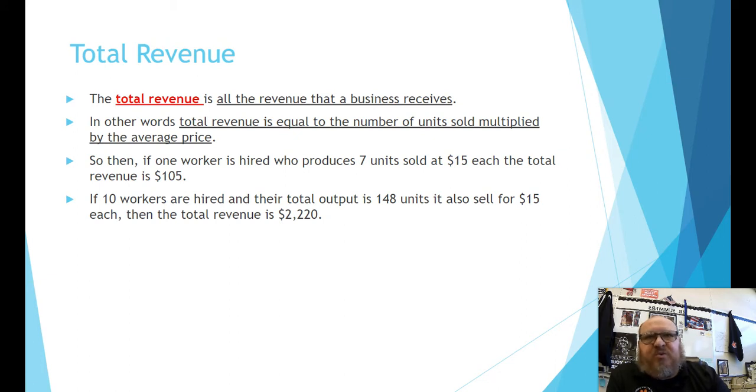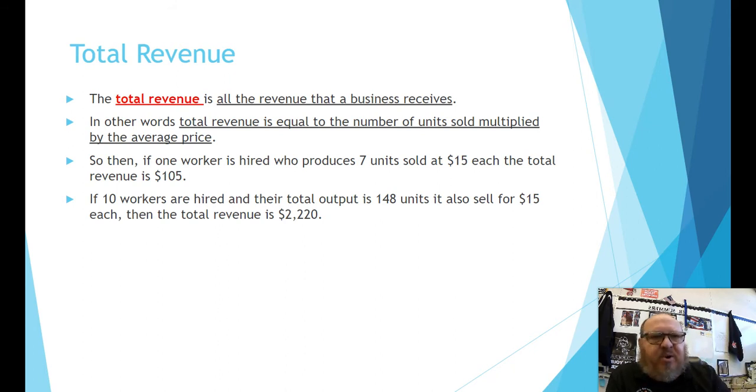So total revenue is equal to the total number of units sold multiplied by their price. Okay, so if one worker is hired who produces 7 units and those units are sold at $15 each, then the total revenue from that is $105, right? 7 times 15. If 10 workers are hired and their total output is 148, and each of those units sells for $15, then the total revenue is $2,220. It's very simple. 148 times 15 gets us 2,220.